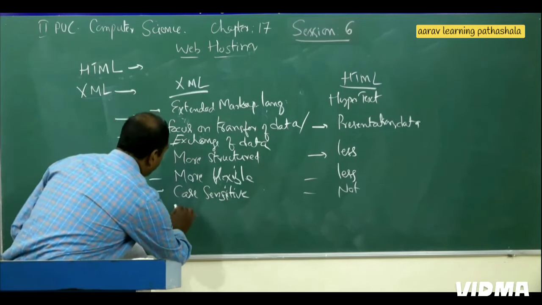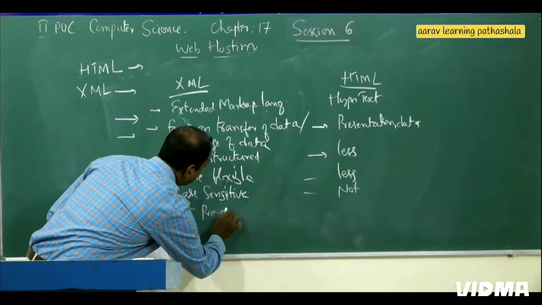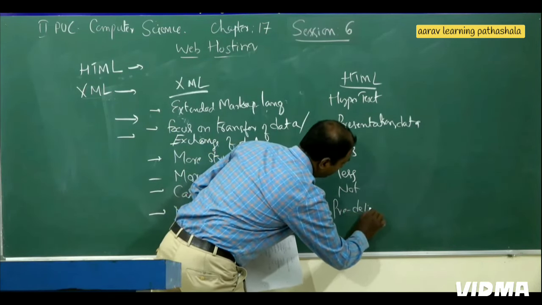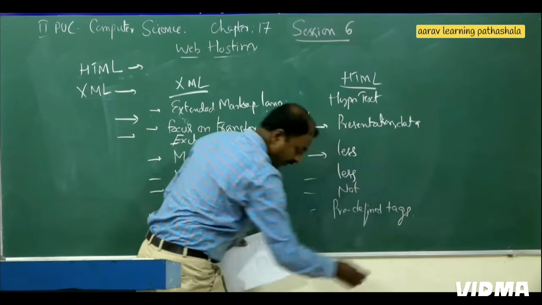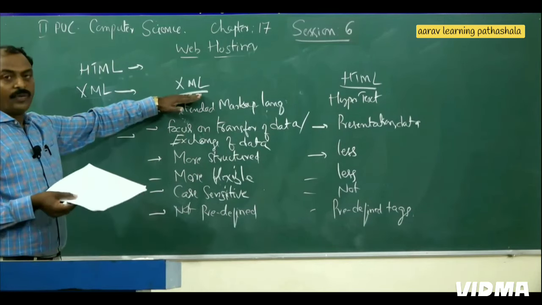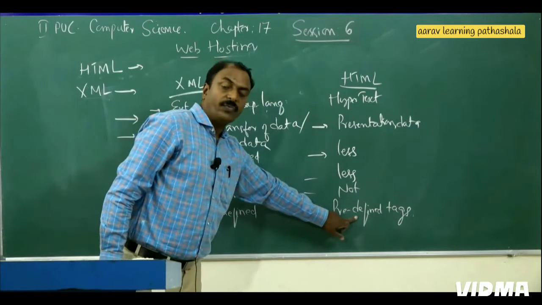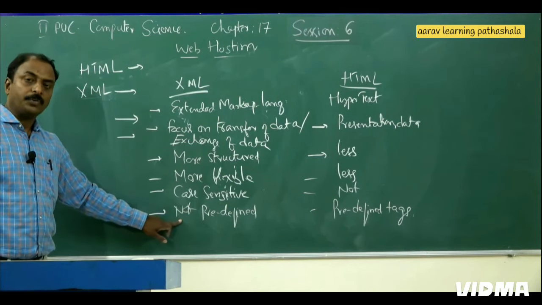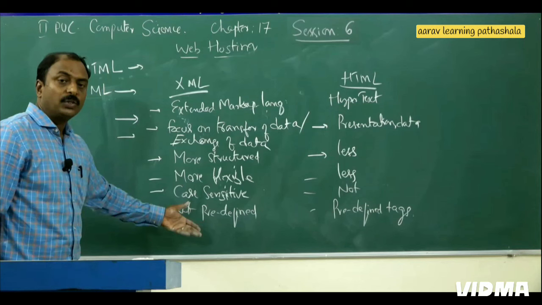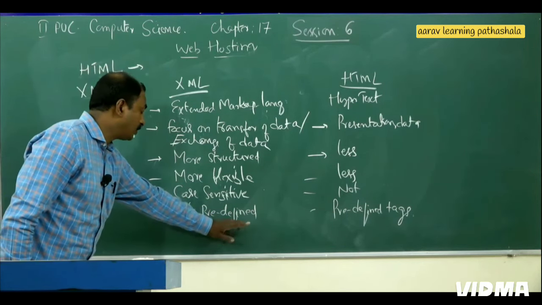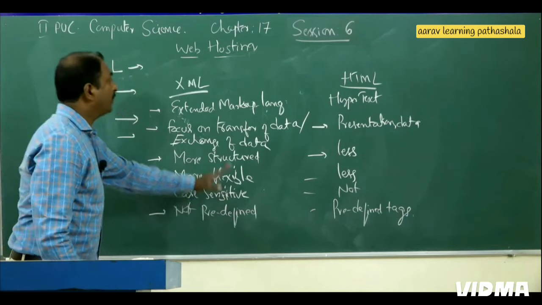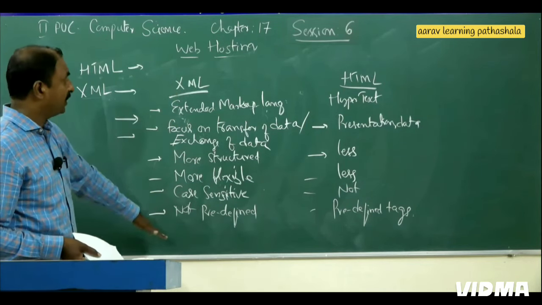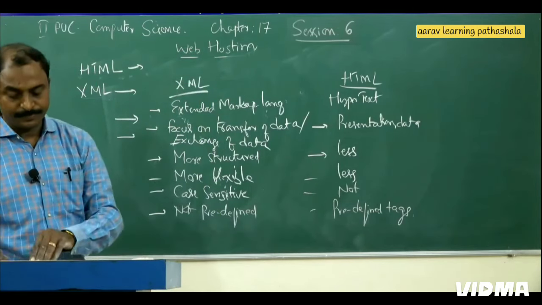Next one is that XML is not predefined, and in HTML all are predefined tags. By looking at the last point, we can make out how flexible it is. Here all the tags we are using will be predefined, and we use them exactly as they are. But in XML, a programmer has an option for making slight changes, because there are no predefined tags here. So by looking at the differences, we can make out that XML has more features as compared to the HTML language.